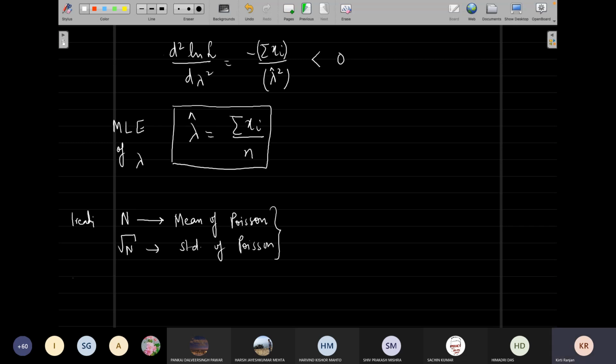Now, if you take more than one reading, say 2 readings, 3 readings, so on and so forth, then how will you get the mean of the Poisson, which is nothing but the parameter? Then you will say, okay, n1 plus n2 plus so on and so forth. So if you have taken n values, then this reflects the true value of our population.